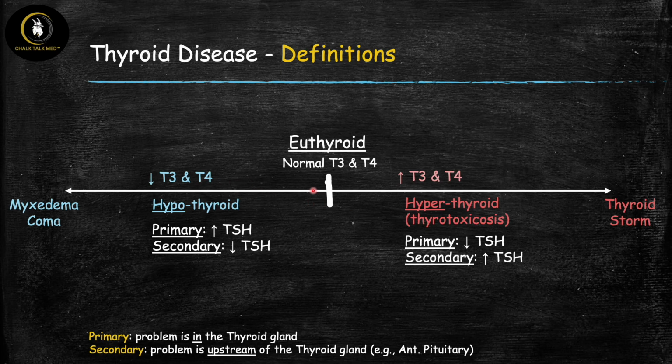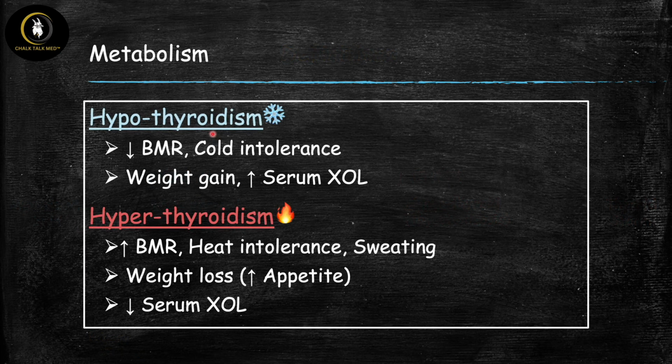Now, if we come back over here on the left side, now we're getting cold, so the T3 and T4 levels are low, so this is hypothyroidism, and the most severe form of hypothyroidism is known as myxedema coma, which again, I'll talk about at the end. All right, so for the rest of this video, we're going to talk about the symptoms of hyper and hypothyroidism and how it affects the different systems. So let's start with metabolism.